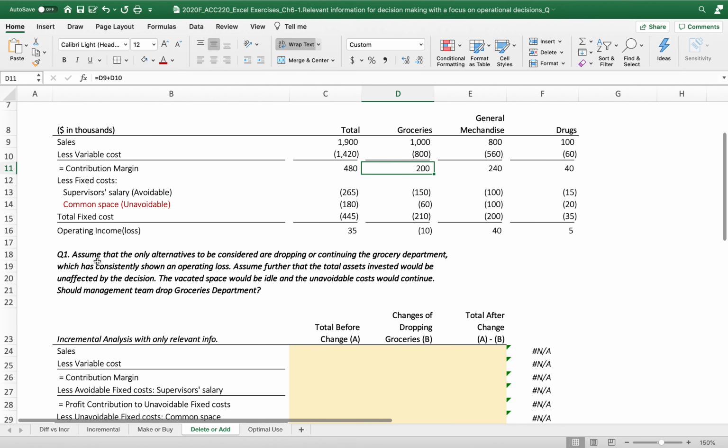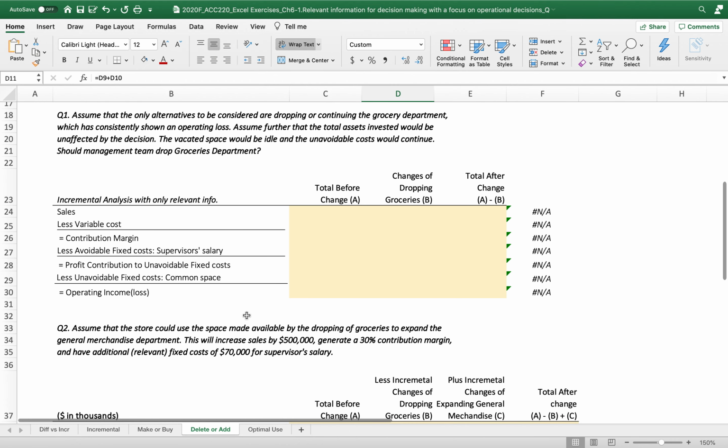Assume that the only alternatives to be considered are dropping or continuing the grocery department, which has consistently shown an operating loss. Assume further that the total assets invested would be unaffected by the decision. The vacated space would be idle and the unavoidable costs would continue. Should the management team drop the grocery department?